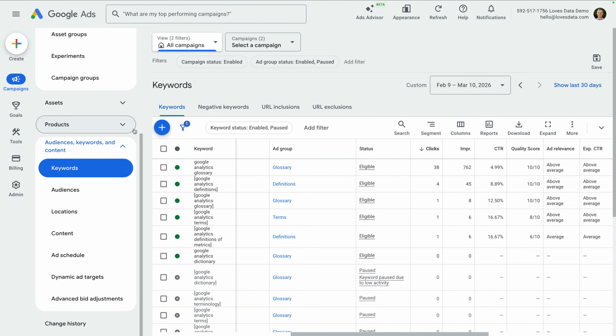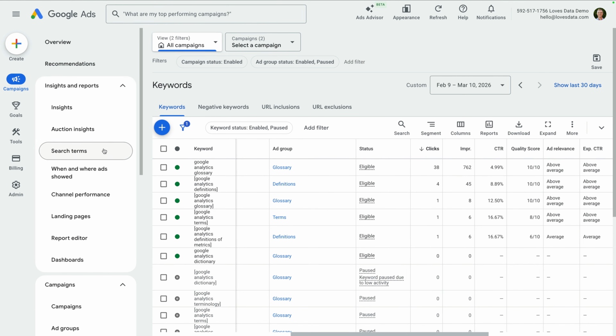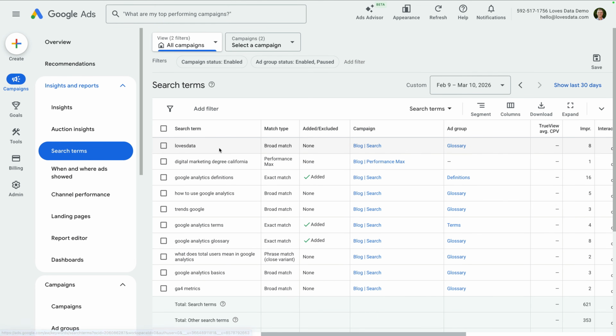Another way to optimize your search campaigns is to review the actual search queries that are triggering your ads. To do this, let's select Insights and Reports, and then Search Terms. This shows you the actual words and phrases people typed into Google before clicking your ad. You might find that some of these search terms are closely related to your keywords and are a great fit for your campaign, but you might also find some that aren't relevant. If you find search terms that aren't a good match for your offer, you can add them as negative keywords to prevent your ads from showing for those searches in the future.